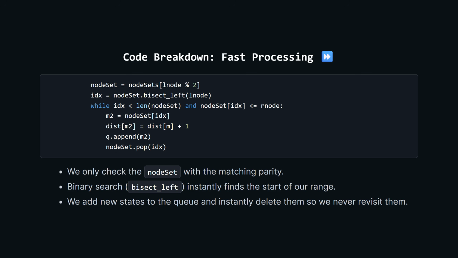This is where the magic happens. Instead of checking every single number manually, which would be too slow, we grab the sorted list of unvisited numbers that matches our even or odd parity.